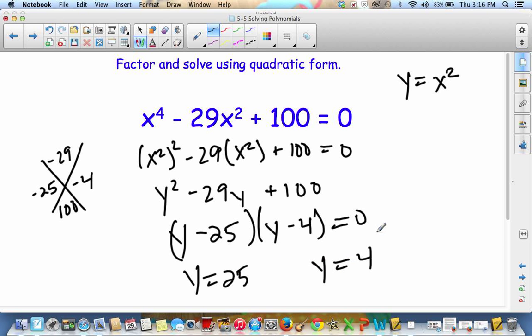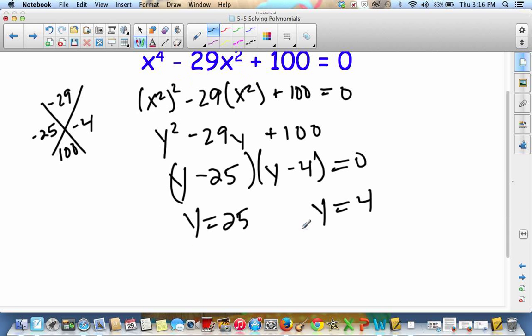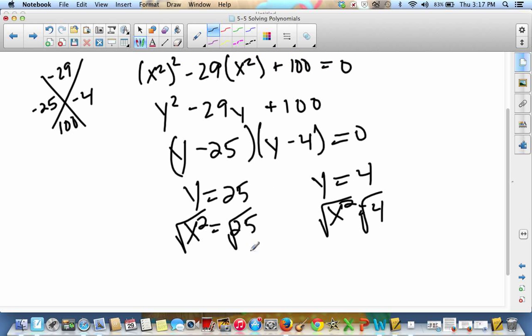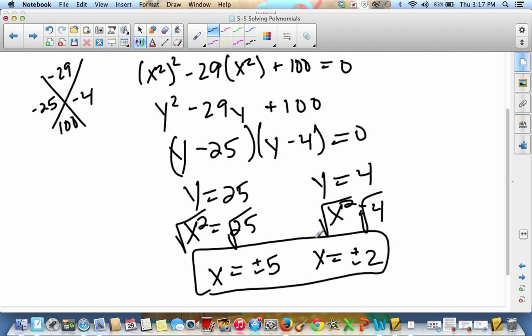But we don't want to know what y equals, we want to know what x equals, so let's substitute that back in. So we have x squared equals 25, and x squared equals 4. So I square root both sides to get x by itself. Remember, anytime you take the square root, you get plus or minus, so x equals plus or minus 5, and x equals plus or minus 2. And that would be our answer.